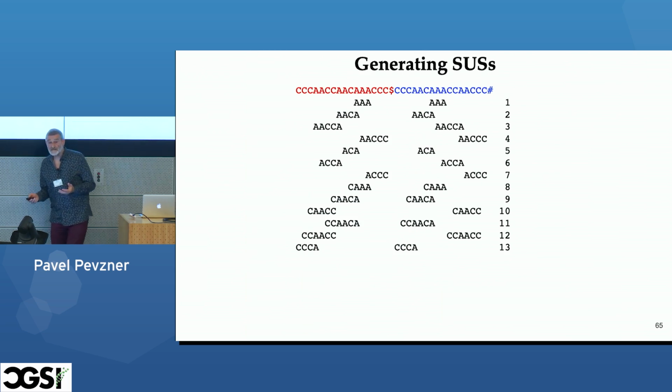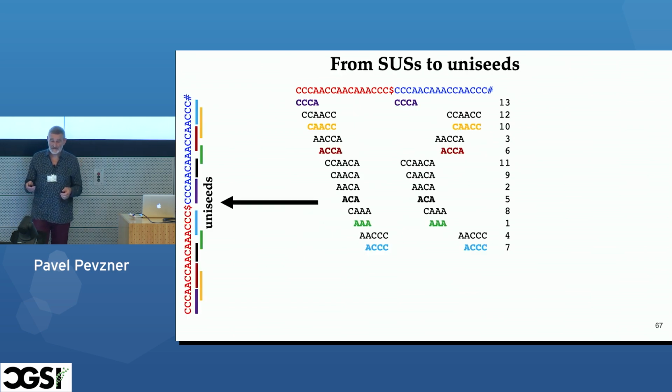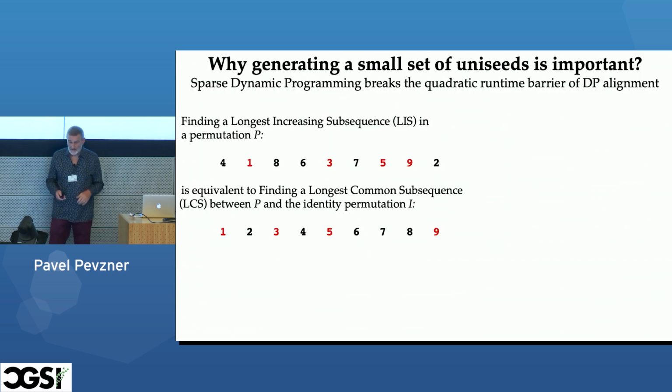How to find these uniseeds? We first generate all SUS. They are all given in the order of appearance in the sequence. Then we sort them by their last position and select the shortest element ending at the last position. One can see that that's how all uniseeds are generated.